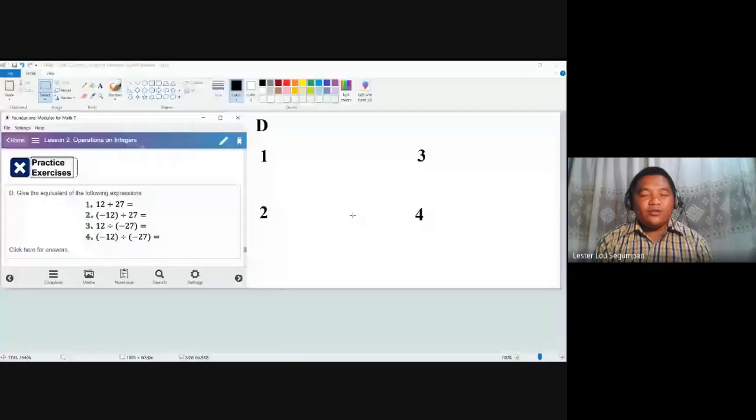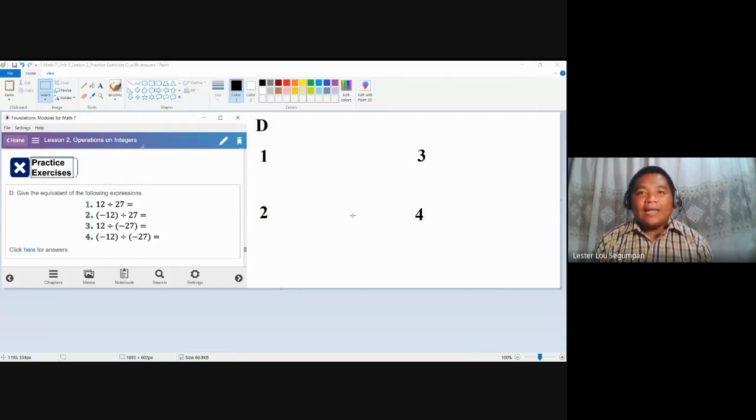So before we go to answering numbers 1, 2, 3, and 4, I would like to emphasize that there is no closure property for division of integers. When we talk about closure property, it is a property wherein if you combine two different quantities of the same set, it will still result to a quantity belonging in the same set. Okay, let's make it simple. If we are on integers, we are talking about integers.